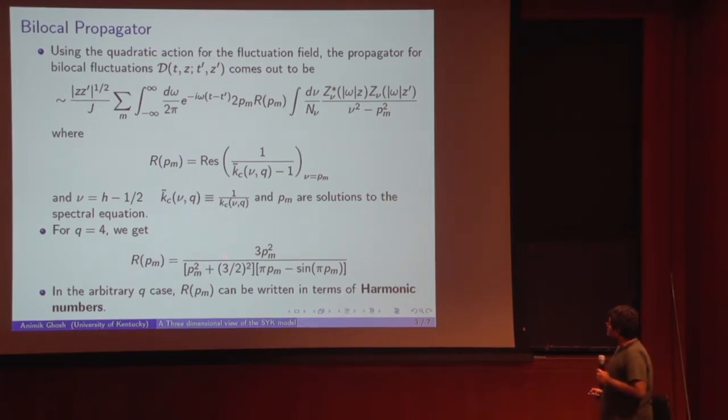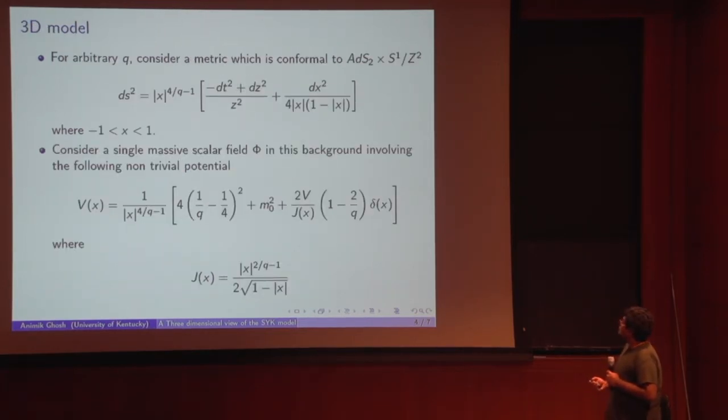And for arbitrary q also, we can calculate it, and we get some expression in terms of harmonic numbers. I haven't put them here because they are pretty long. So now that we have some understanding of the SYK spectrum and the bilocal propagator, we would like to ask if we can come up with a 3D model to reproduce these quantities.